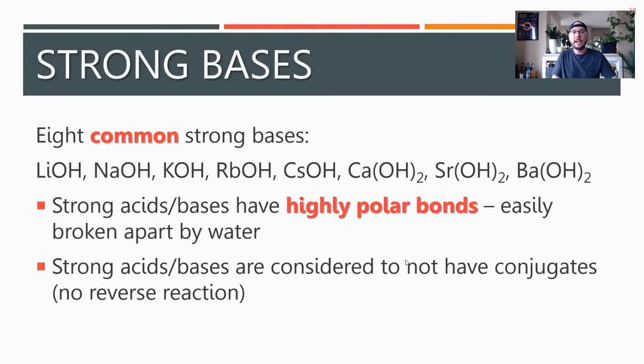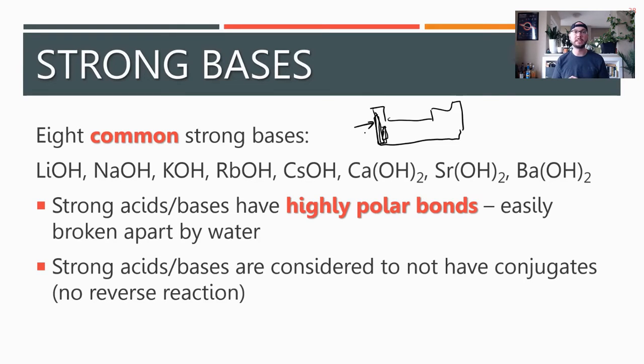Strong bases. There are 8 strong bases. If you know your periodic table well, it sort of looks like this, right? So we get this shape here. The first column here and the next 3. So 5 down and 3 up. So we got lithium, sodium, potassium, rubidium, cesium, calcium, strontium, and barium hydroxide. Those are our 8 strong bases.